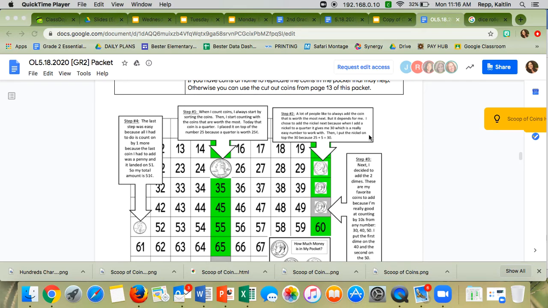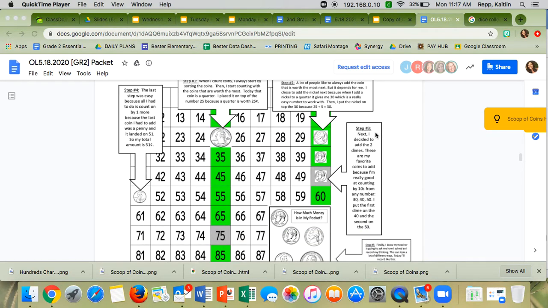I chose to add the nickel next because when I add a nickel to a quarter, it gives me 30, which is a really easy number to work with. Then I put the nickel on top of the 30 because 25 plus 5 equals 30. So again, if you had a dime, you could add the dime after the quarter and it would be 35. However, 30 is an easier number to work with, so this person added the nickel next.